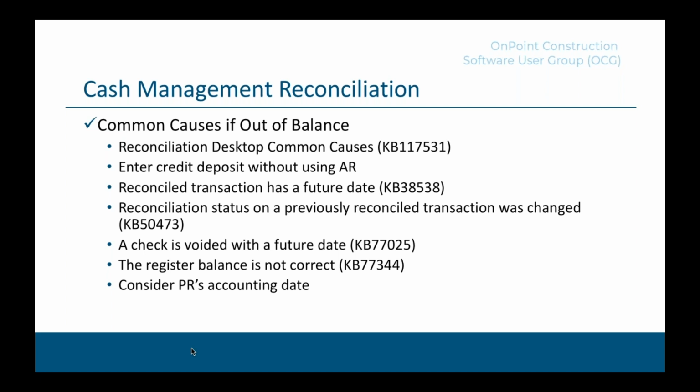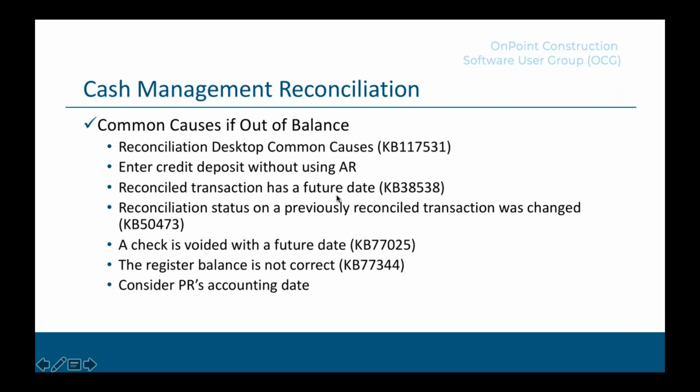So there are several causes of cash management being out of balance. On the reconciliation desktop, these are KBs, they're bulletins, and the number that you can pull up to read more about it. The enter credit deposit without using AR, reconciled transaction as a future date.